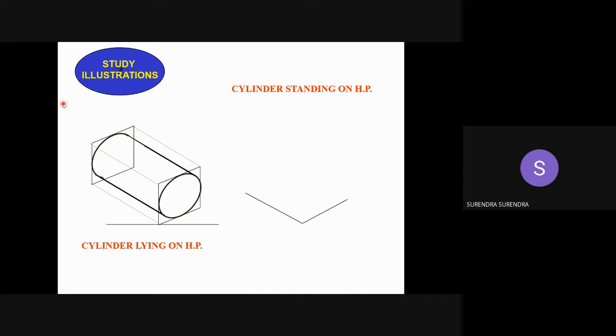Next, when it is standing on HP and the axis is perpendicular to the ground. When the axis is perpendicular to the ground, how will the base be? Anyone? Parallel. The base is parallel to the ground, resting on the ground. Yes. So first we will draw the base in a horizontal position.